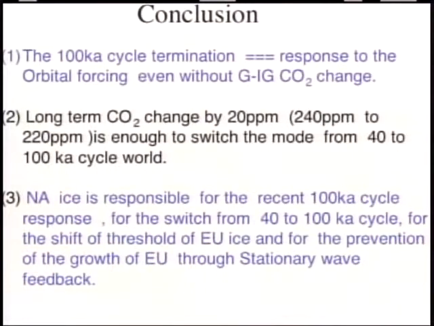So now I would like to conclude. The 100,000-year cycle termination is a response to the orbital forcing, even without glacial-interglacial or CO2 change. And the long-term CO2 change, by 20 ppm, 240 ppm to 220 ppm, for example, is enough to switch the mode from a 40,000- to a 100,000-year cycle world. The North American ice sheet is responsible for the recent 100,000-year cycle, for the switch, and also for the shift of the threshold of the Eurasian ice sheet, and for the further prevention of the growth of the Eurasian ice sheet through the stationary wave feedback effect. Thank you very much.